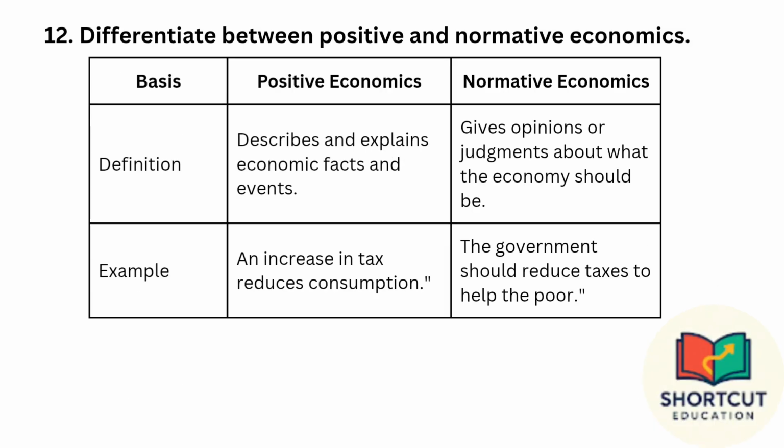12th question is, differences between positive and normative economics. Positive economics generally describes and explains economic facts and events. Normative economics gives opinions or judgments about what the economy should be. Example of positive economics: an increase in tax reduces consumption. Example of normative economics: the government should reduce the taxes to help the poor.